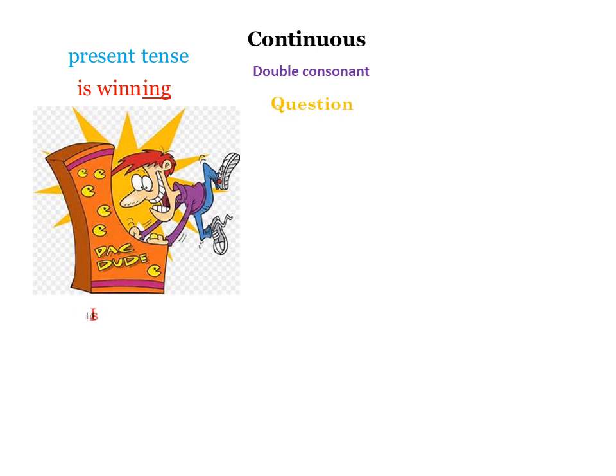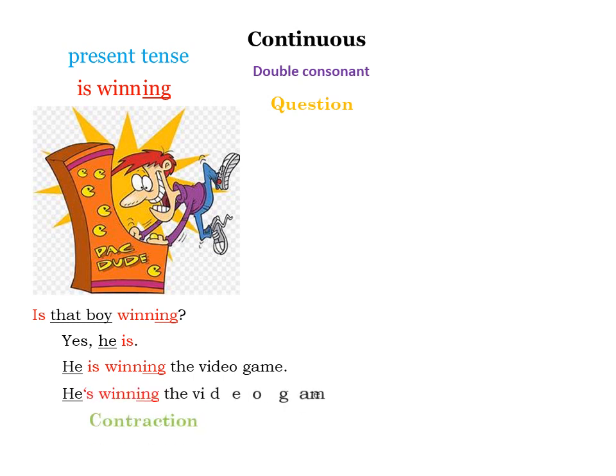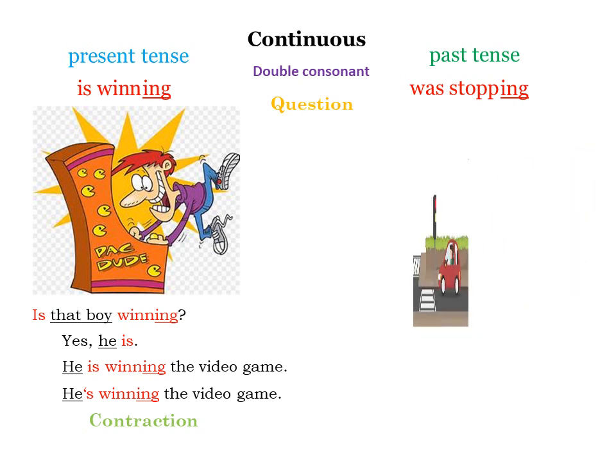Question. Is that boy winning? Yes, he is. He is winning the video game. The contraction for he is he's. He's winning the video game. Past tense was stopping.